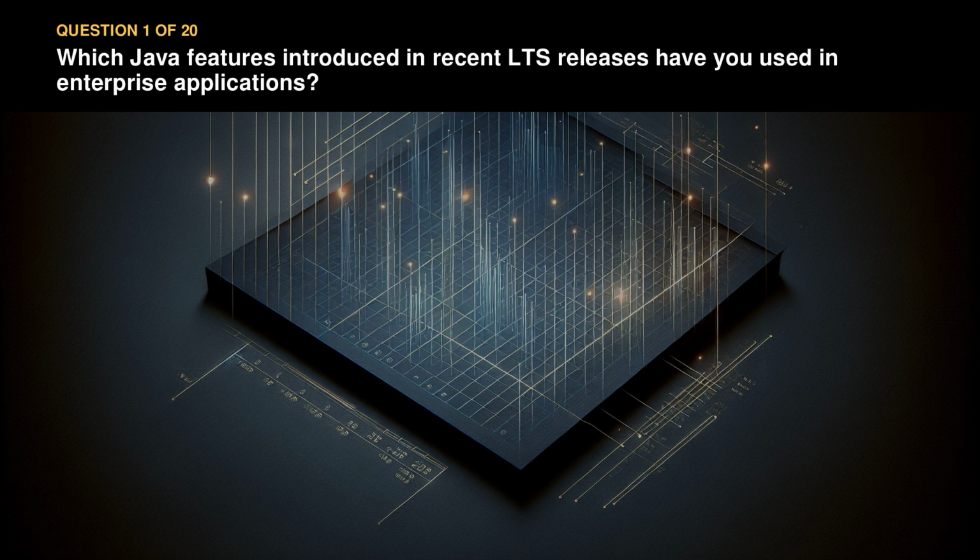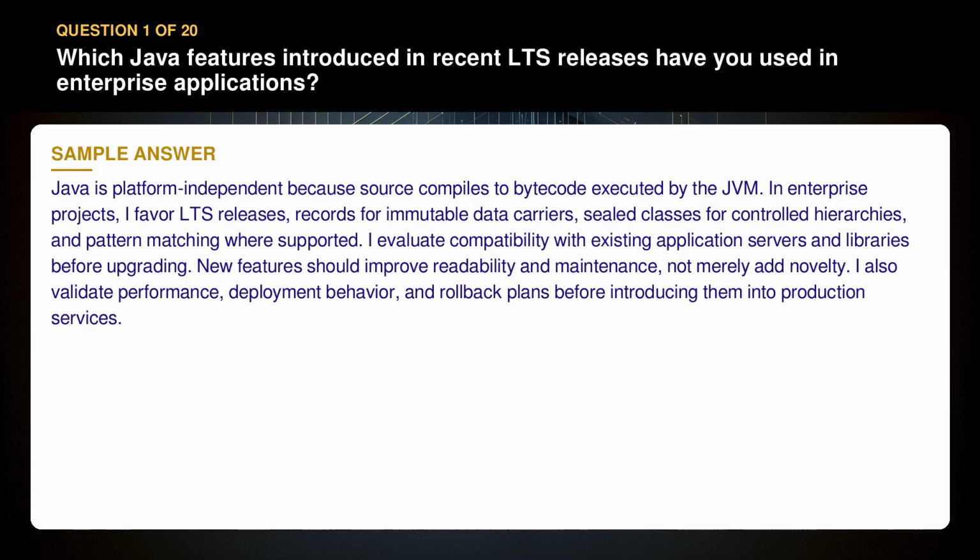Question 1. Which Java features introduced in recent LTS releases have you used in enterprise applications? Java is platform independent because source compiles to bytecode executed by the JVM. In enterprise projects, I favor LTS releases, records for immutable data carriers, sealed classes for controlled hierarchies, and pattern matching where supported. I evaluate compatibility with existing application servers and libraries before upgrading. New features should improve readability and maintenance, not merely add novelty.